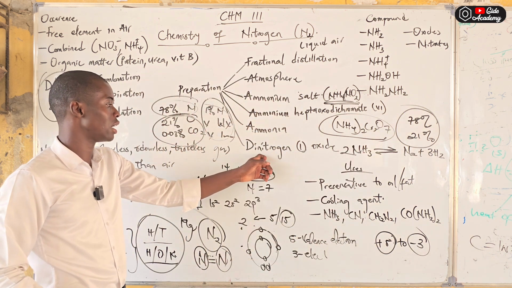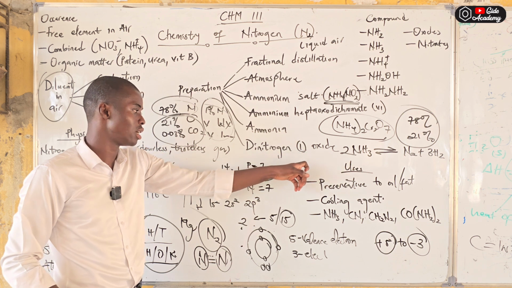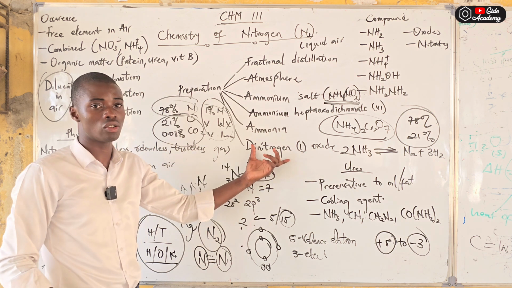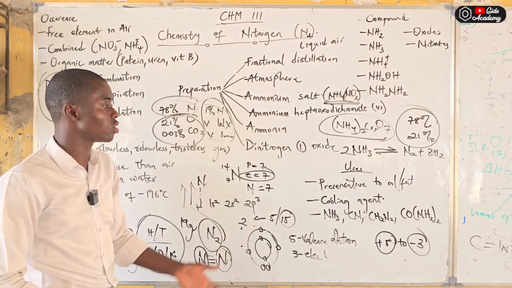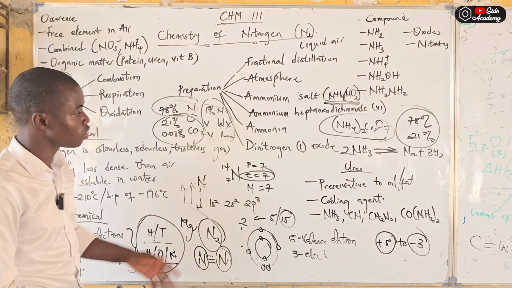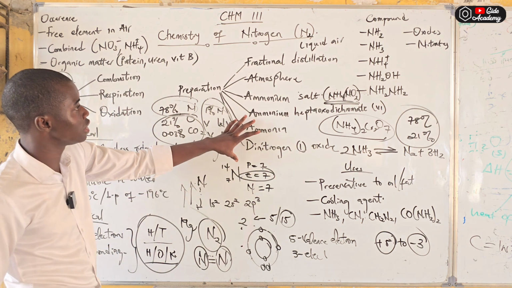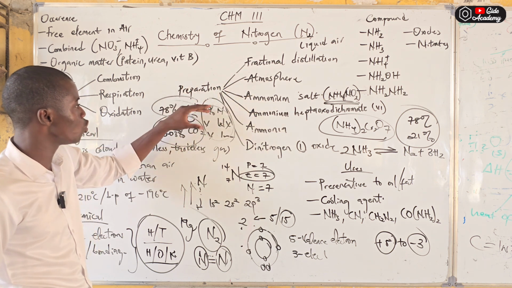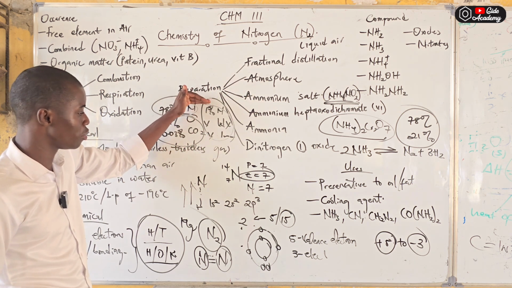Then we have dinitrogen monoxide. If dinitrogen monoxide reacts with copper, it's going to give us nitrogen and then copper oxide. So please, these are some of the ways in which nitrogen can be prepared.